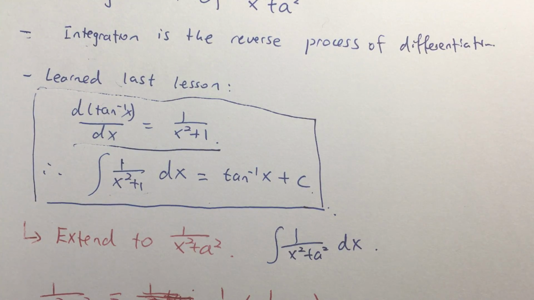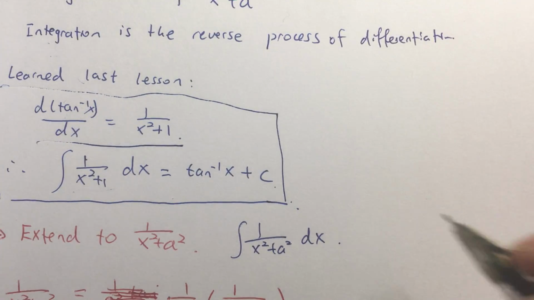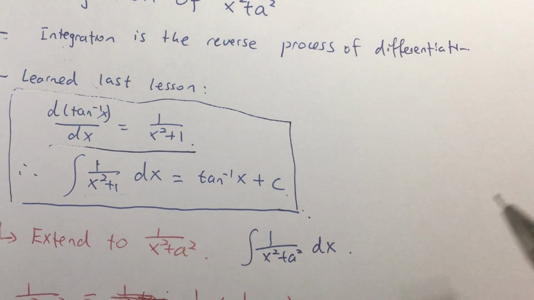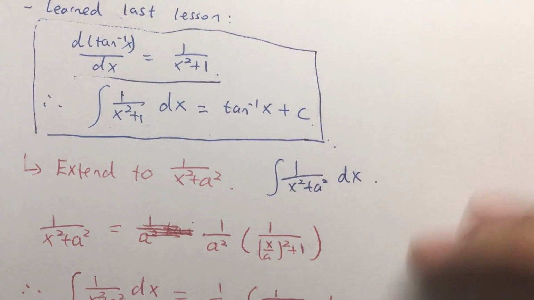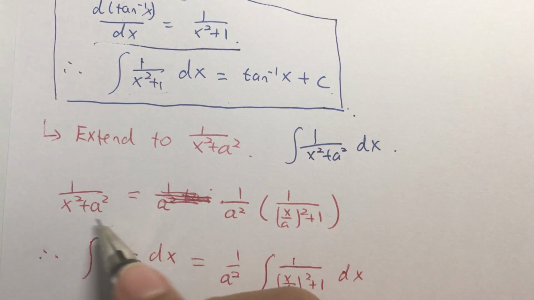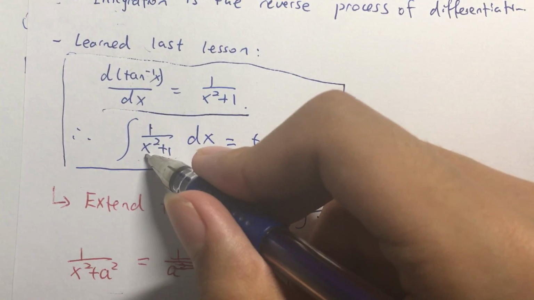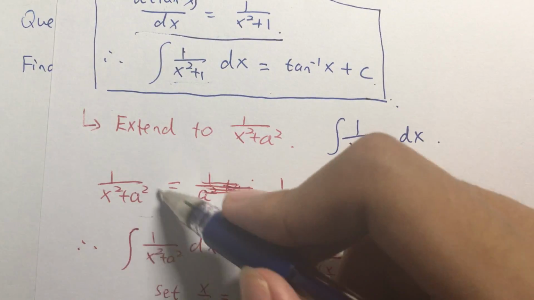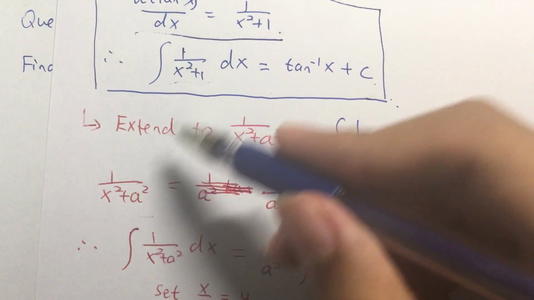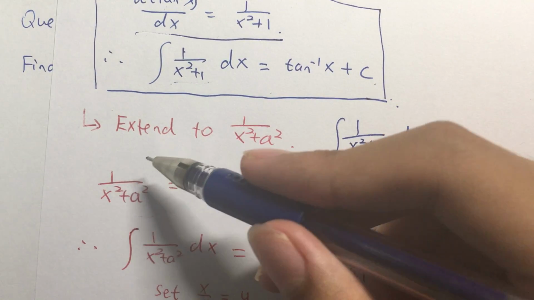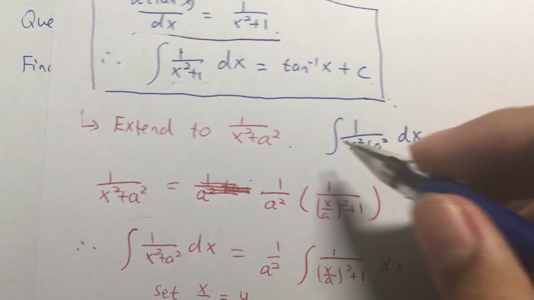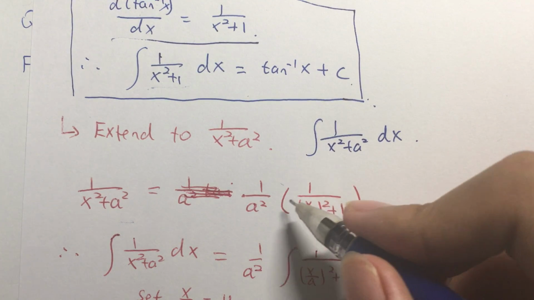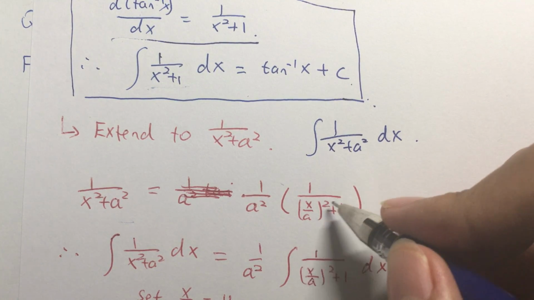Now what we need to use is our chain rule again. Firstly, because we have the rule here, x squared plus 1, we should try to make this a into a number 1. So what should we do? Well, we can just divide by a squared on both sides, and let's take the 1 over a squared out. So we have 1 over a squared times 1 over (x over a) squared plus 1.